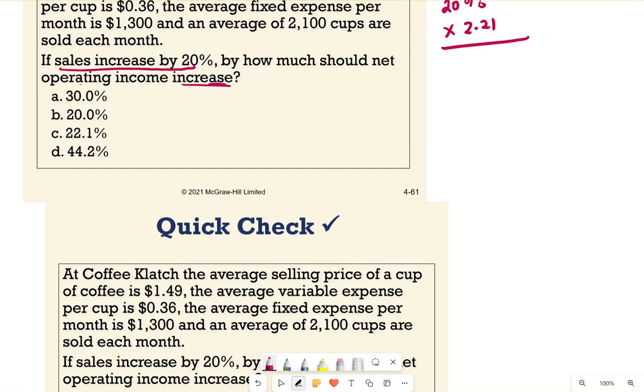So this was some of the things we learned. We learned break even, which is a good one. Break-even units, break-even dollar value with a target profit, operating leverage, margin of safety. Those are some of the things in this chapter.